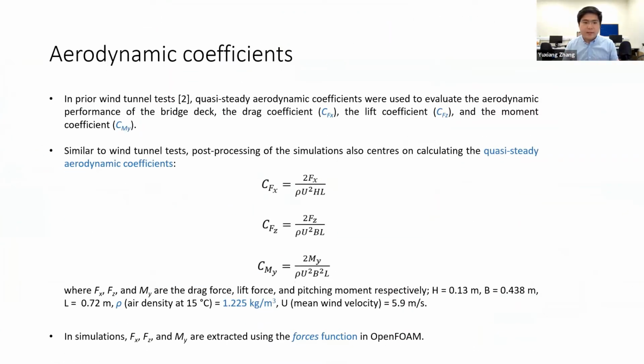Now a little bit of calculations. In the prior wind tunnel test, quasi-steady aerodynamic coefficients were used to evaluate the bridge deck. Similarly, post-processing of the simulations also centers on calculating these coefficients. As you can see in the equations, Fx, Fz, and My are all extracted using the force function in OpenFOAM, which is pretty handy.